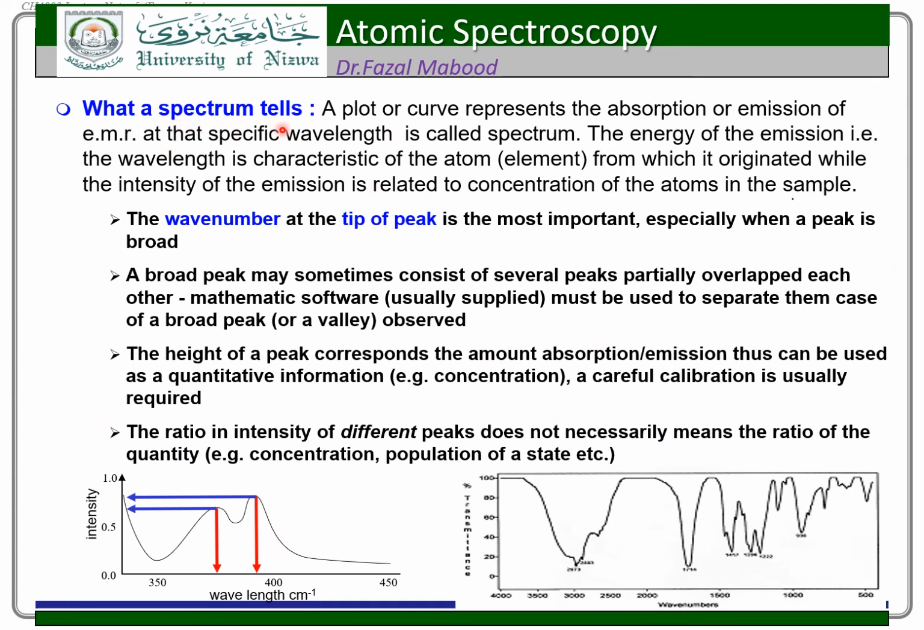What a spectrum tells, here in this diagram, here you see the spectrum. The spectrum is a curve. On one side we are taking either intensity, emission intensity. On the other side we are taking the wavelength or wave number. Here you see we are taking the energy or emission intensity and wave number. Sometimes we are taking here the absorption intensity.